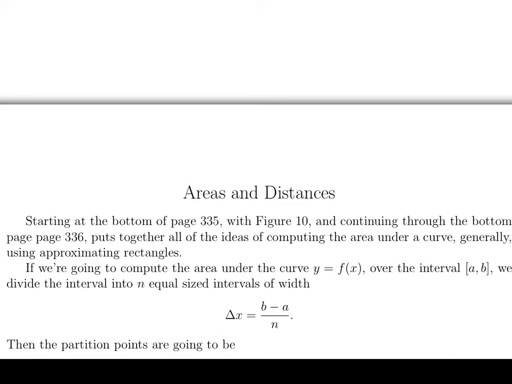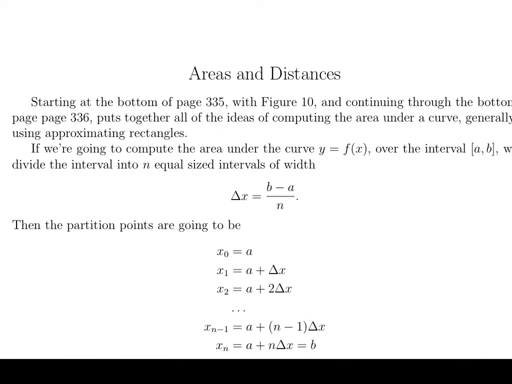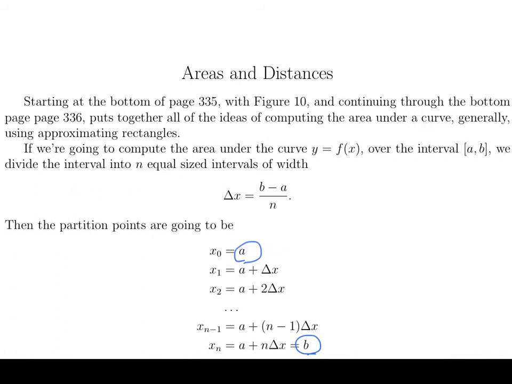So then when we chop up that interval, we're going to have partition points, and they look like this. Now the left endpoint is A, and the right endpoint is B, because we're starting with the interval from A to B. And then to move over to the next partition point, we're just going to add delta x. And then we keep adding delta x as we go until we get to B.